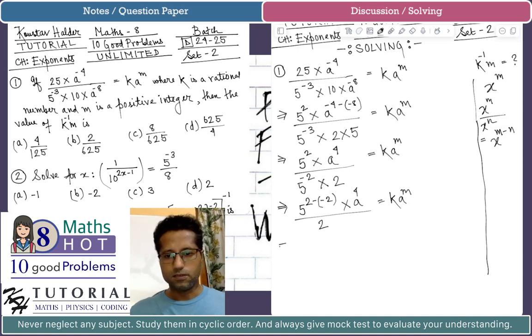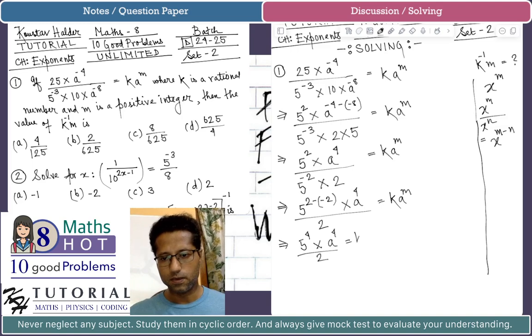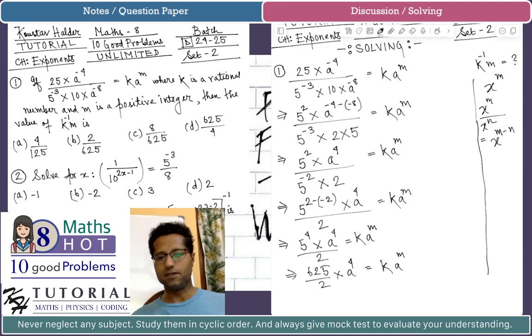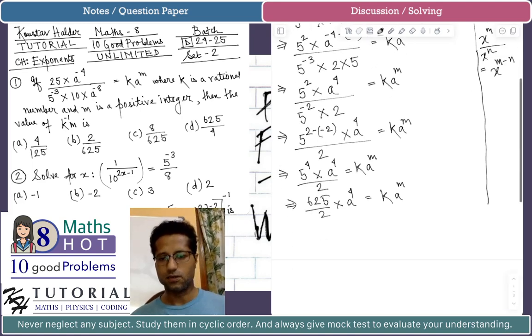Okay, this implies we have 5 to the power 2 minus negative 2, that is 5 to the power 4. A to the power 4 divided by 2 is equal to k a to the power m. So this implies 5 raised to the power 4 is 625 by 2 multiplied by a to the power 4 is equal to k a to the power m. It is given that k is a rational number.